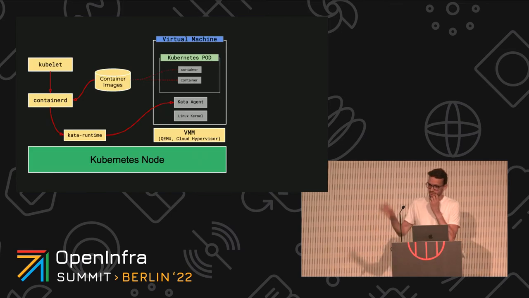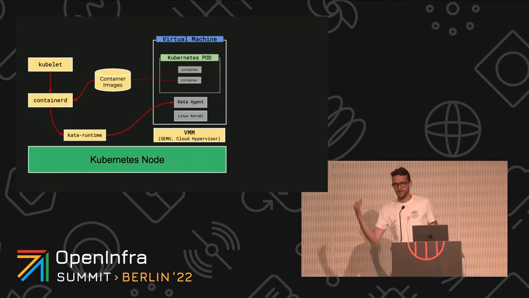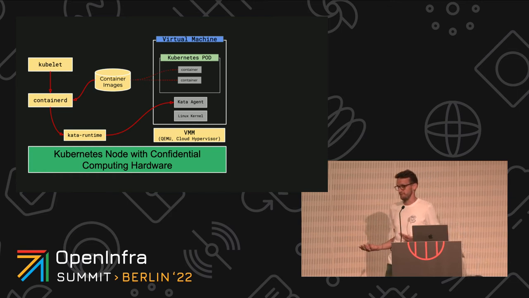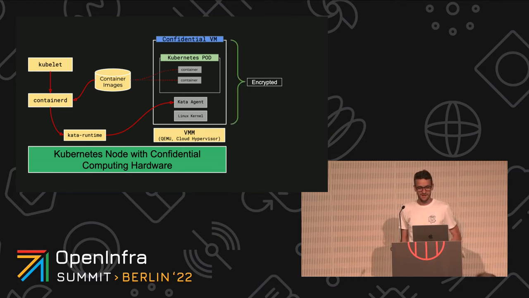So this is Kata Containers, and we're going to go through each and every one of those steps that I just talked about, protection and verification, and see how we move from this to the actual confidential containers implementation. So first of all, we need to run on top of a piece of hardware that supports confidential computing. So that's a natural dependency. Once we have this, as I said, you turn a knob on the Kata Containers runtime configuration, and you basically run inside a confidential virtual machine.